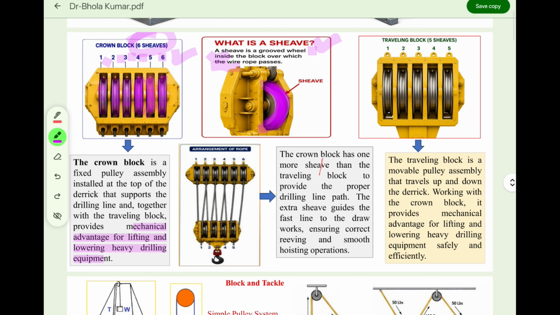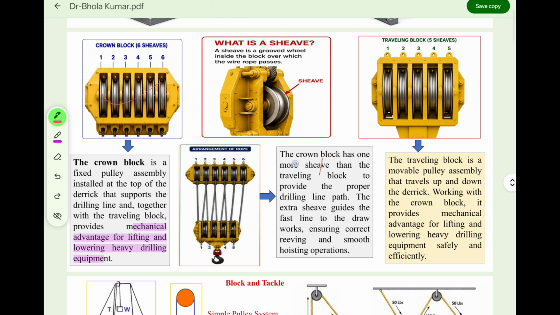Now, if you observe carefully, when we talk about the number of sieves, this 1 2 3 4 5 6, the number of sieves in the crown block is greater than the number of sieves in the traveling block. What is the reason behind it? What is the logic behind it? I will discuss this also, so no worry about it. We will learn this in detail.